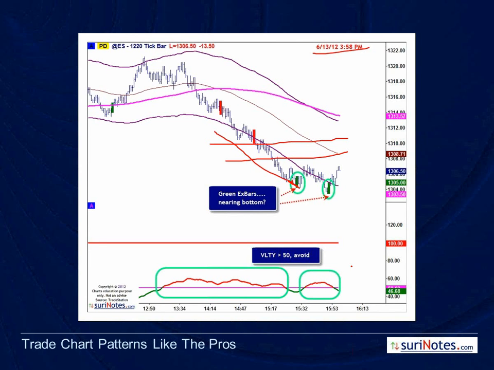All right, and what happens when you get two different charts that have different, opposing patterns? Okay, very good question.